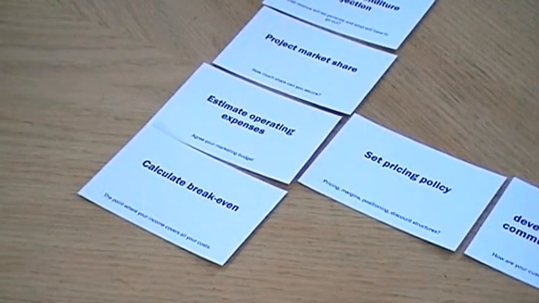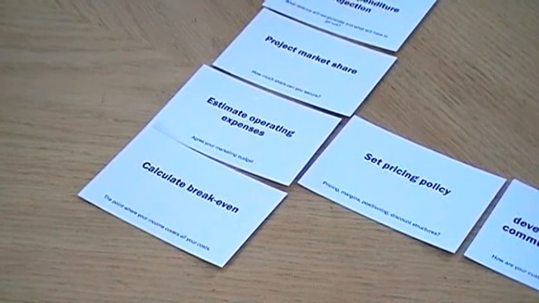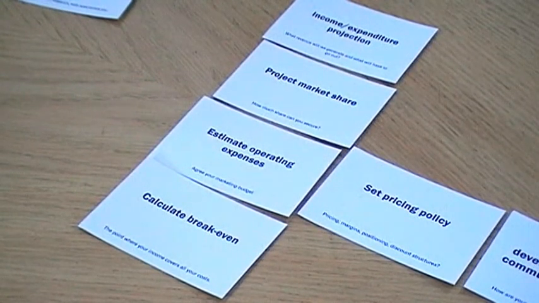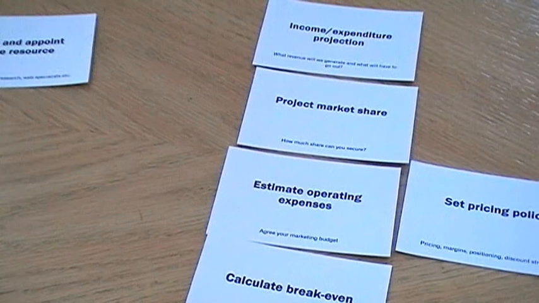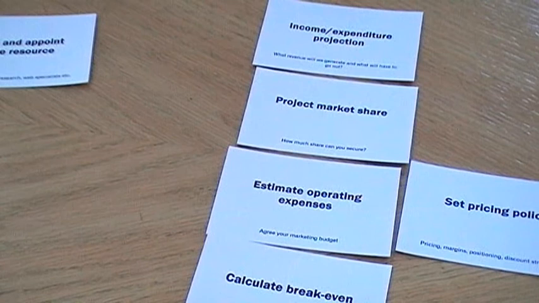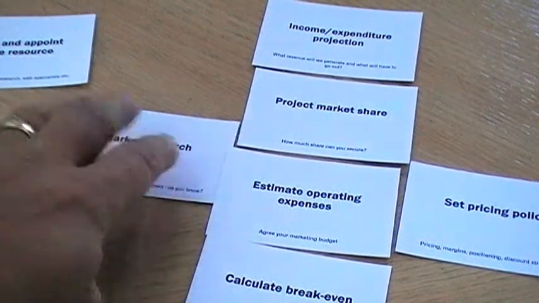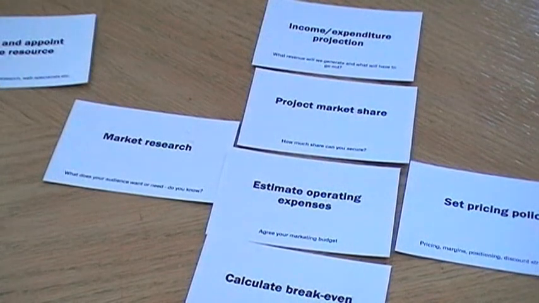These include things like calculating our break-even, projecting the market share, and doing an income and expenditure projection. And also to look at our estimated operating expenses, i.e. the costs of actually doing the marketing exercise. Before we can do a lot of that financial stuff, we're really going to have to get together the data that we need to make those judgments and assessments. So before that, we need to do some market research.